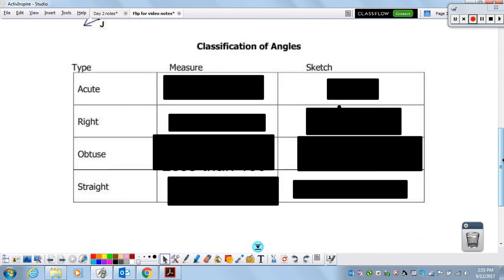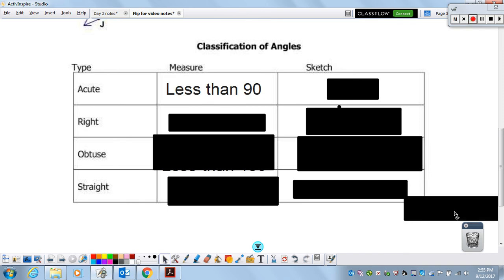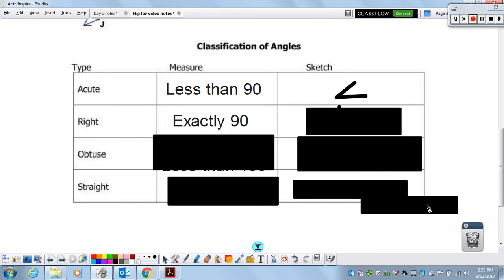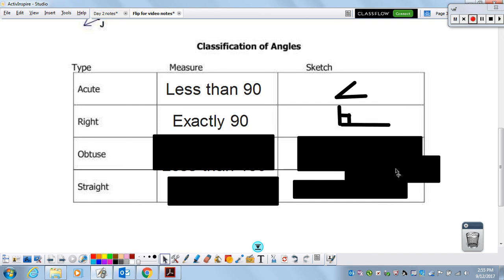Classification of angles. Angles we classify by their measures. An acute angle has a measure of less than 90 degrees. Here's a picture of an acute angle. A right angle measures exactly 90 degrees. And a right angle, you've all seen, looks like that. They're usually marked with a box at the vertex so that you know it is a right angle.